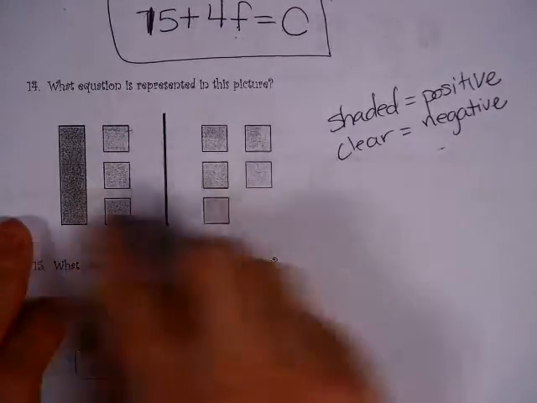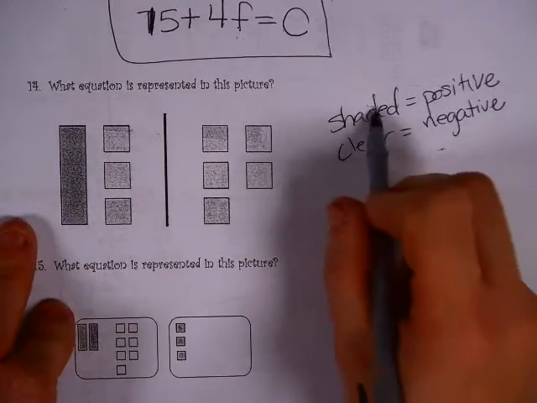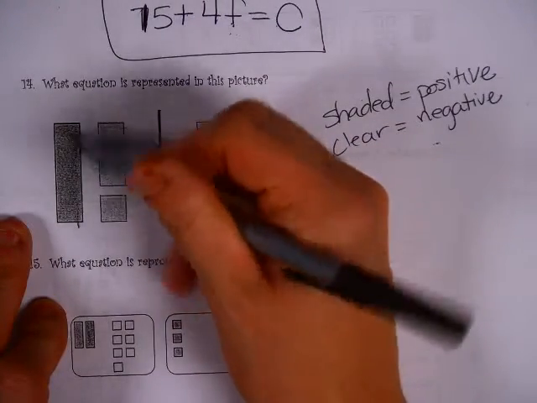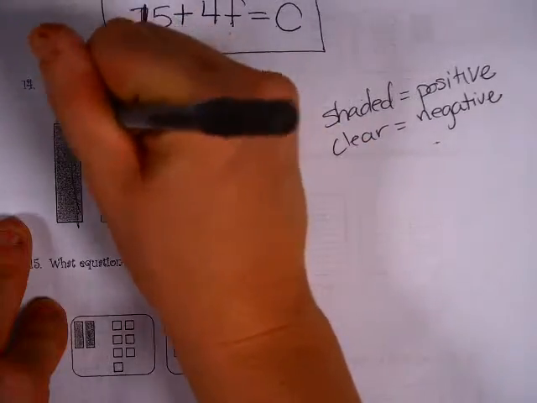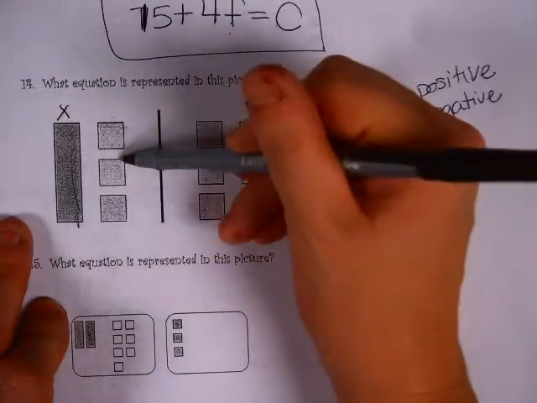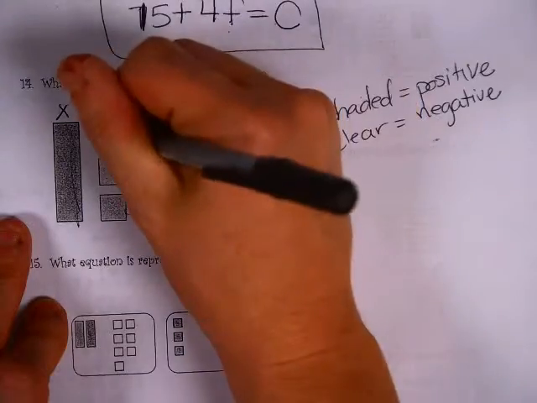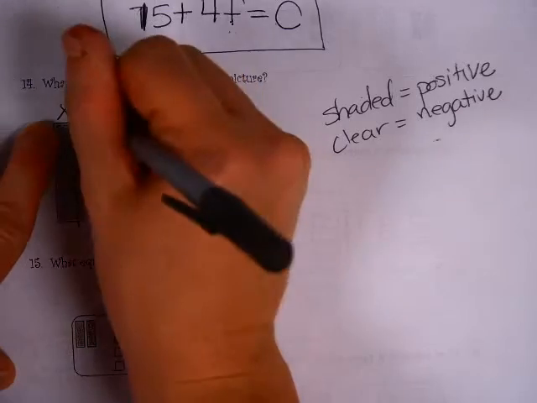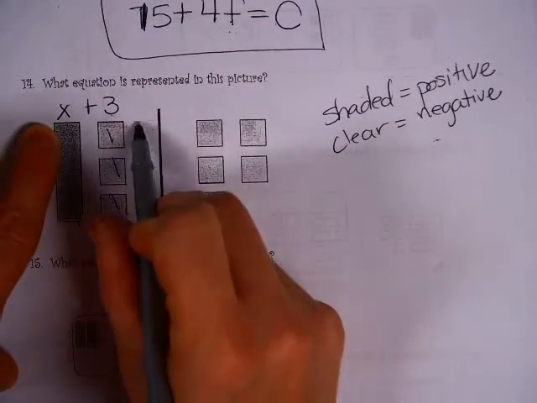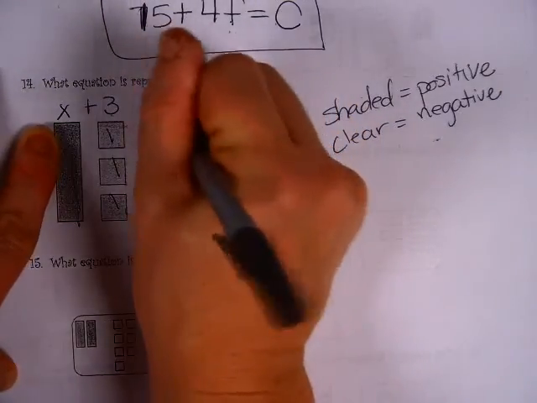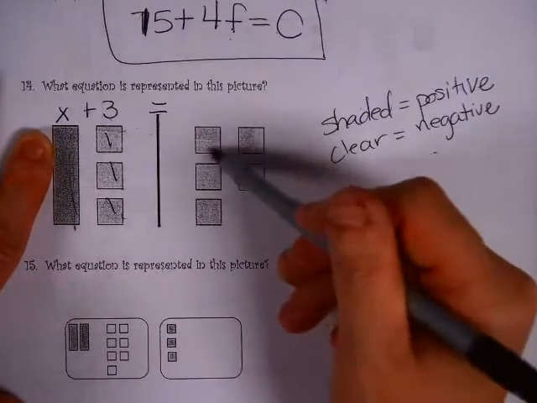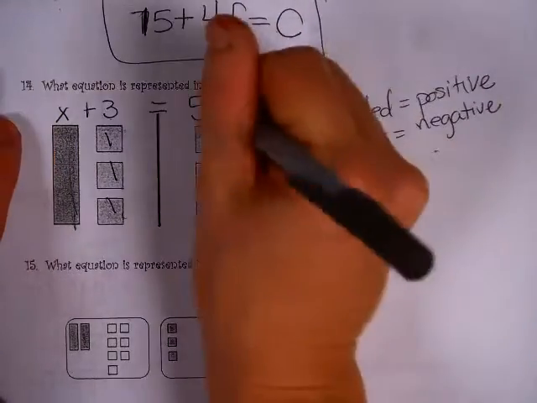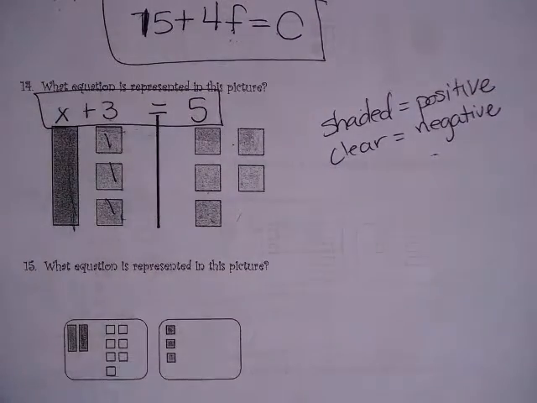Okay, so this first one, they're all shaded, so it's all going to be positive because every single one of these is shaded. Now, the long ones, remember, those are the princesses, so those are our x's. And the individual ones are our guards, and they're going to be positive. They each count for 1. So it is going to be x plus 3 because it's positive. That line is always our equal sign. And then these are positives, so there are 5 of them. So this is the equation that one represents.